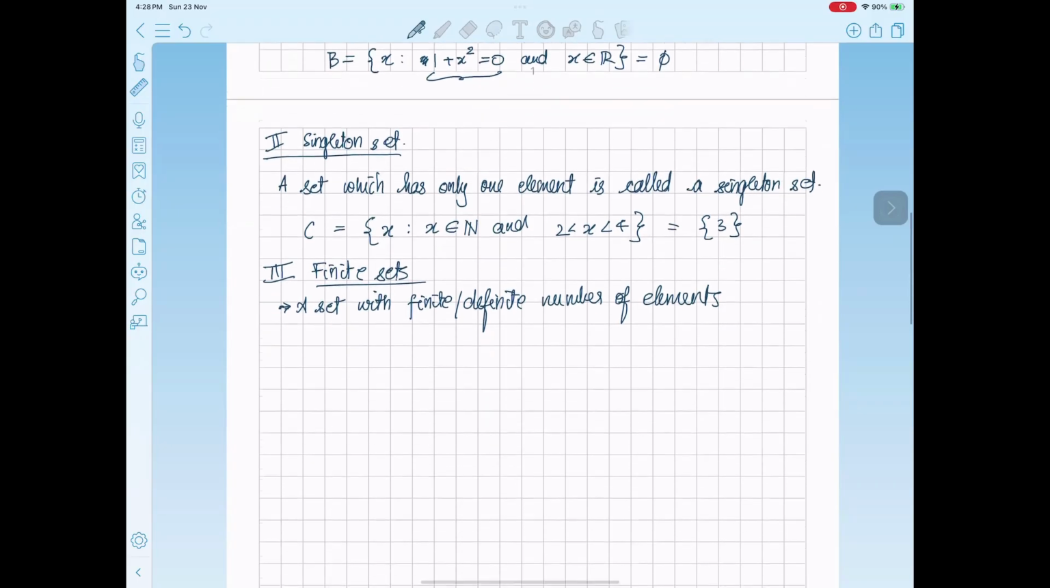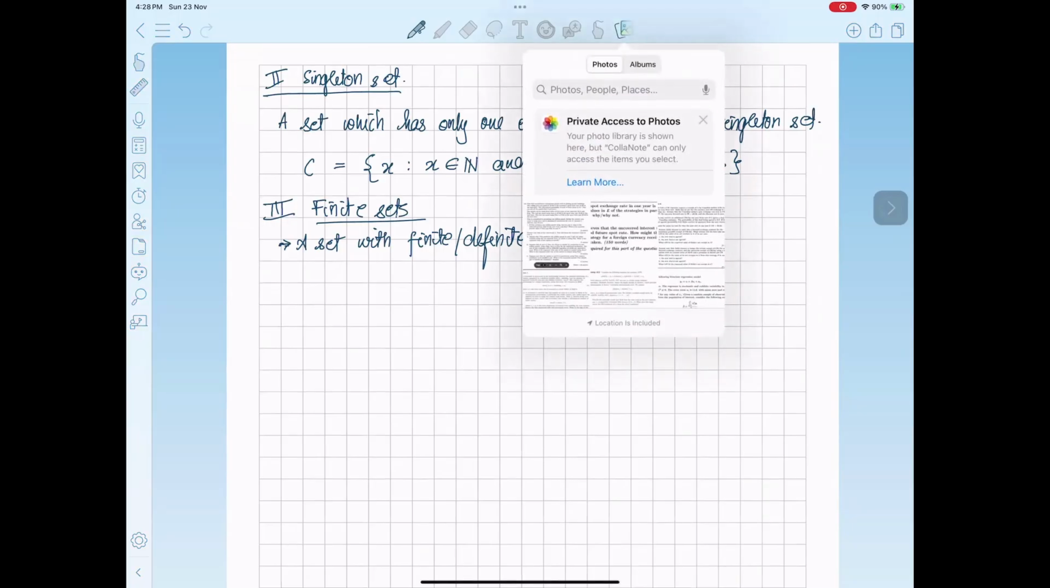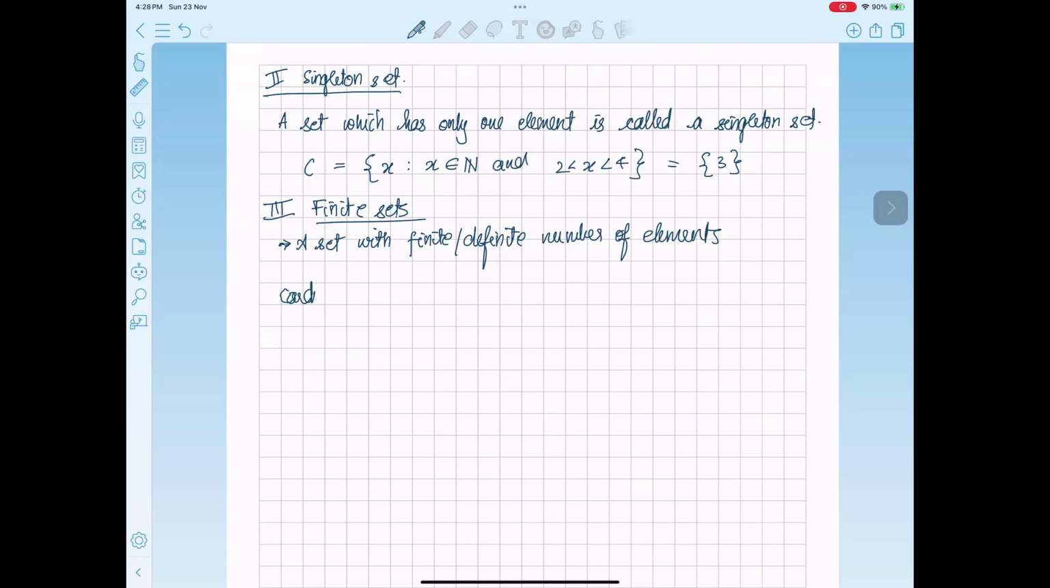To subcategorize whether it's a finite set which is not empty, you would also need to know something known as the cardinality of a set. The cardinality of a set represents the number of elements inside the set, right? So cardinality refers to the number of distinct elements of the finite set.